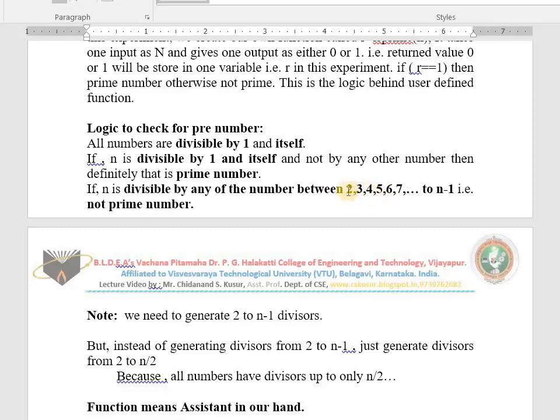If that number is not divisible by any value between 2 to n minus 1, then it is prime. If n is divisible by any number between 2 to n minus 1, then that is not prime. If it is not divisible by any of the values, then that is a prime number. Very good. We need to generate divisors from 2 to n minus 1.